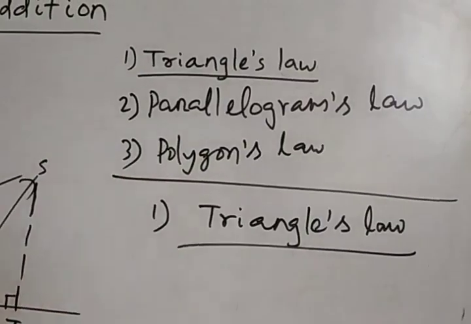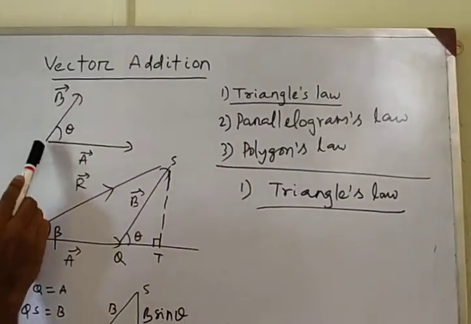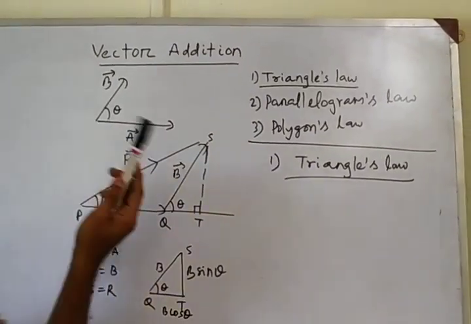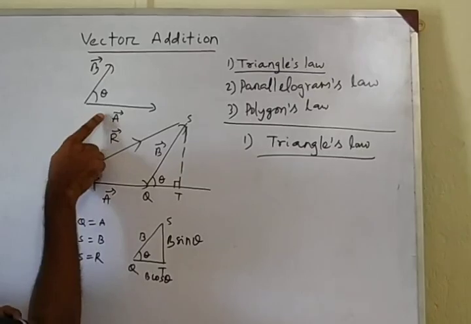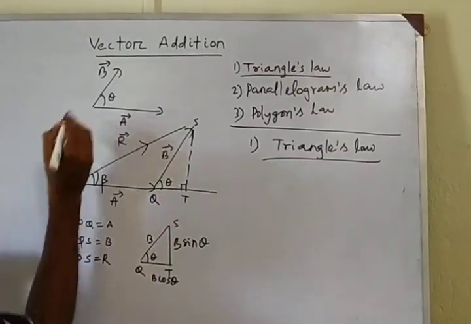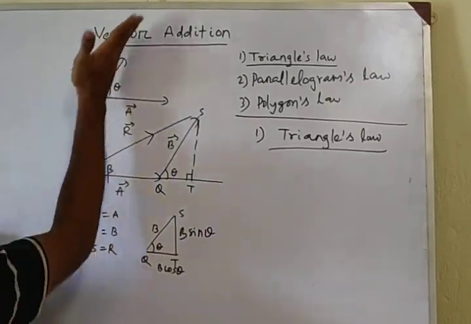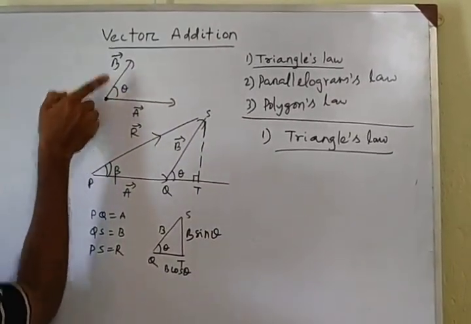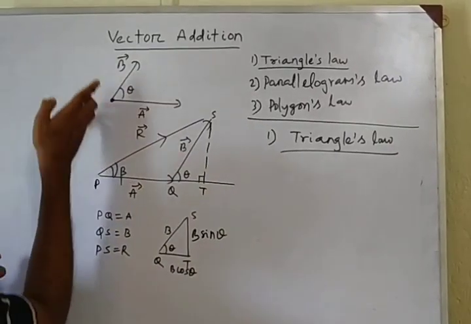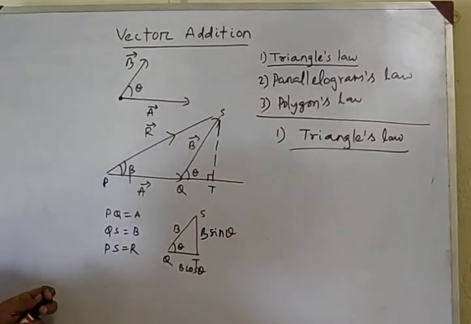This is very easy. Let us consider two vectors, A vector and B vector, acting at this point. For example, take an ant. Let's say ant A is dragging a paddy seed along this direction and ant B is dragging that paddy seed along this direction, and the angle between the two applied forces of the two ants is, let's say, theta.